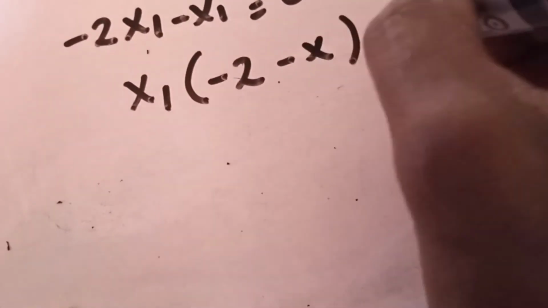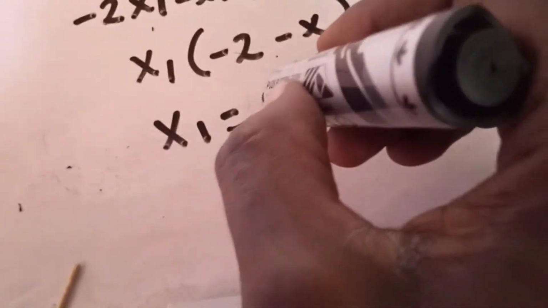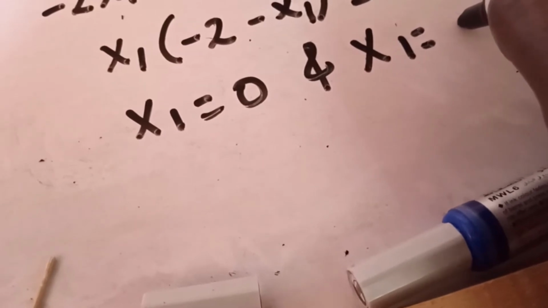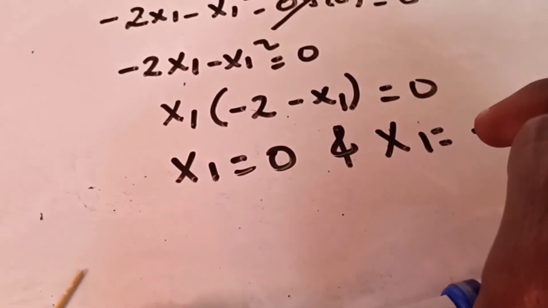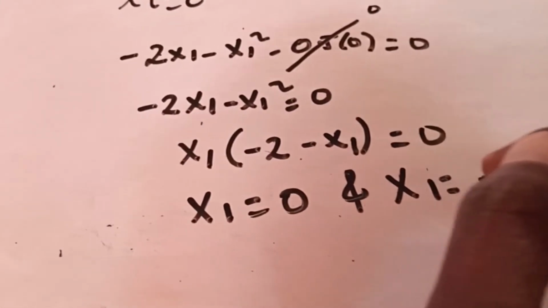So from here I have x1 into minus 2 minus x is equivalent to 0. From here I have x1 is equivalent to 0, and x1 is equivalent to minus 2. So from this particular point we need to find our equilibrium point, our singularity point.